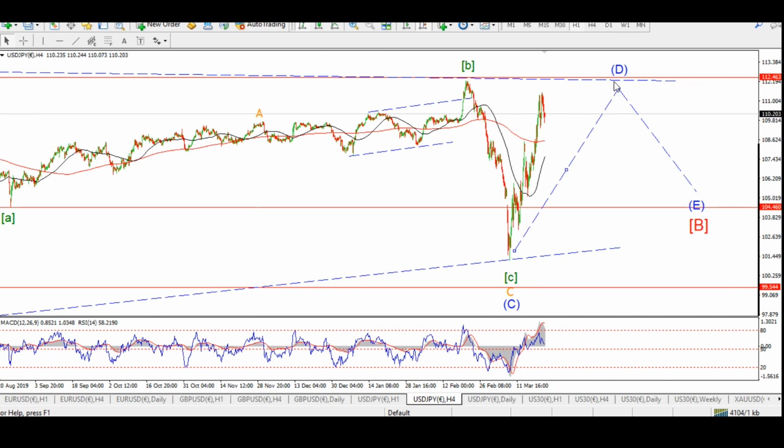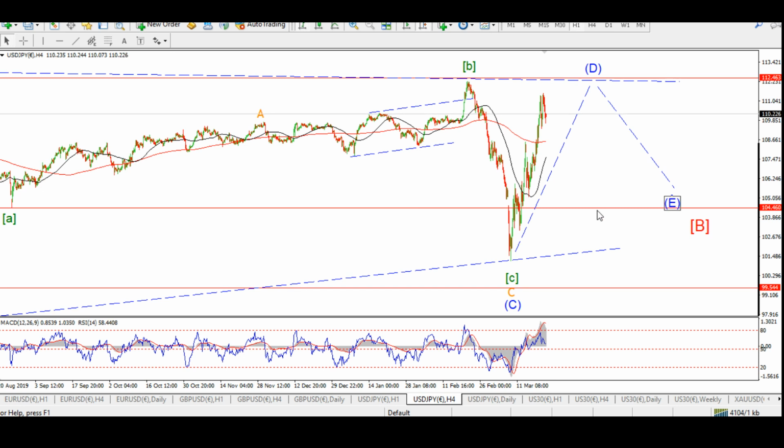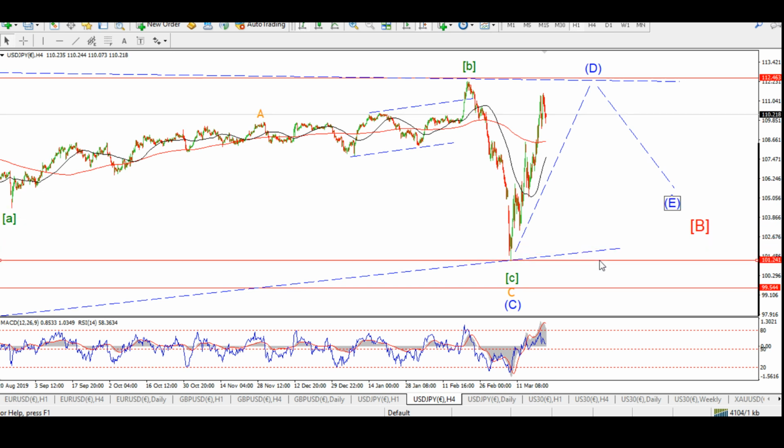We were looking for a wave D rally, and we have got a wave D rally, it seems. Now the next thing we should be looking for is a turn down in wave E, and that wave E should hold above the previous wave C low, which is about 101.20. So it looks like we've got a 3-wave rally in wave D all but complete, and we should fall again in wave E, and that will complete the larger triangle wave B.